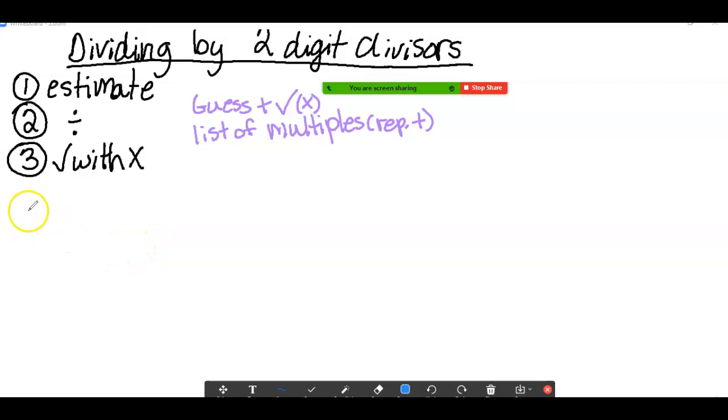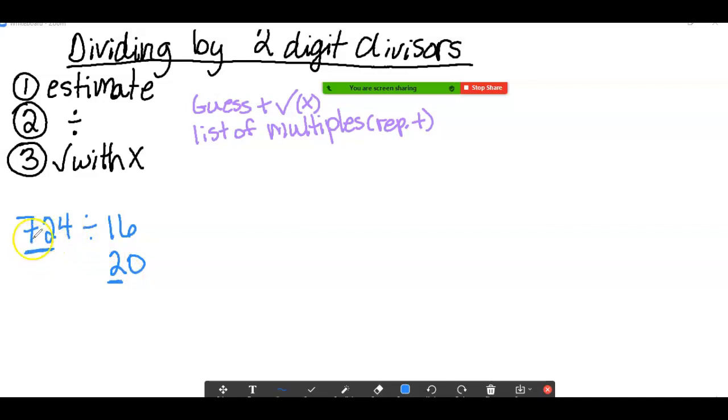So this problem that we're going to do is 724 divided by 16. So we first want to estimate. Well, 16 is definitely not a friendly number, so I'm going to round this to 20. Does 2 have a relationship with 72? Well, it does because 72 is an even number. However, 72 is not very friendly.